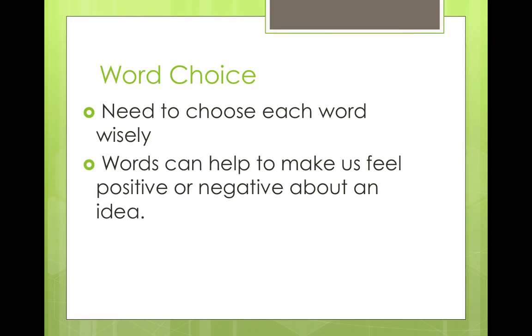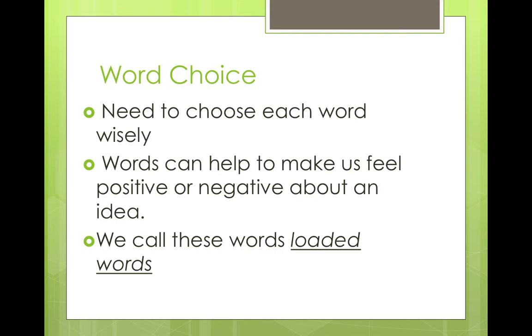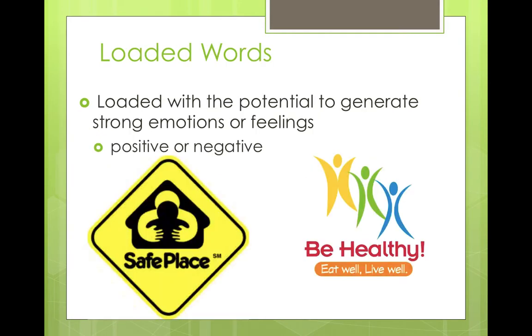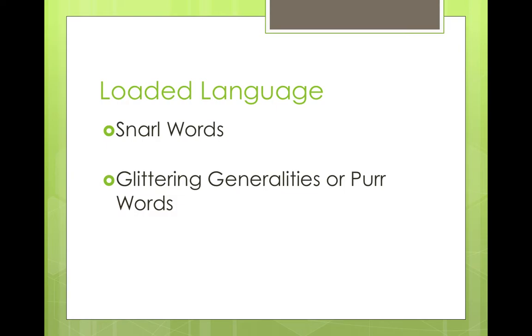Words can help us feel positive or negative about a specific ideal, and words that create this emotional response in us are known as loaded language. So loaded language has the potential to generate strong emotions, and those could be positive or negative. There's two types generally spoken about. We've got snarl words, which is negative, and we've got glittering generalities, sometimes known as purr words, that create a positive feeling.